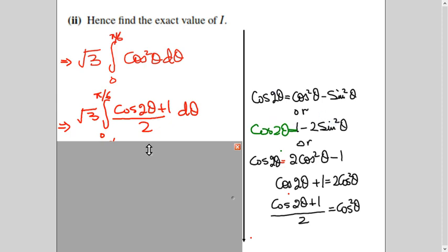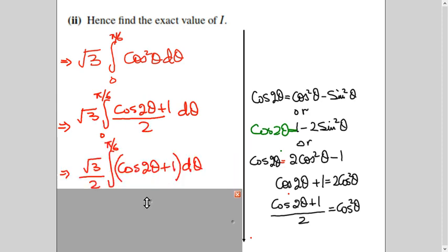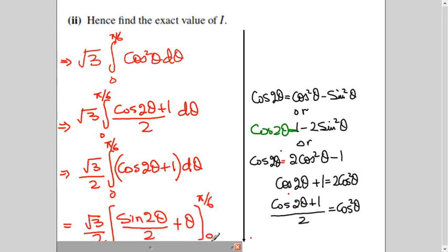Right. Anyway. So now I can take 2 outside. And we know integration of cos 2 theta is what? Do you remember? Sin 2 theta over 2. And plus 1 will be theta. So after integrating this, now you will do upper limit minus lower limit.